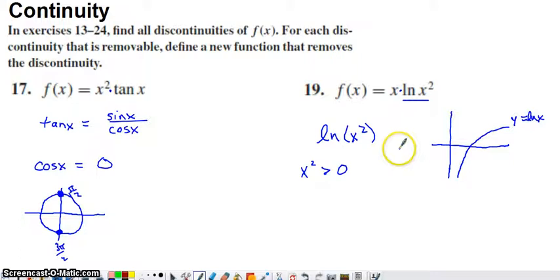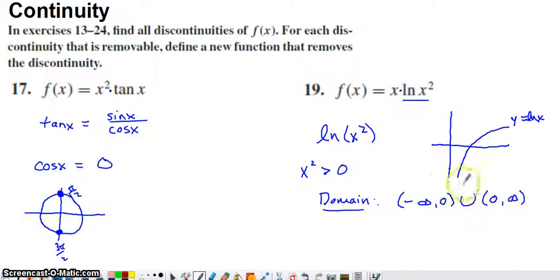Now the weird thing that happens here is that the negatives are allowable, and that's really only because of the exponent on the x. So the domain of this function is actually going to be from negative infinity to 0. We can't include 0. We can include all these negatives because we're squaring them inside the natural log and they become positives. And then from 0 onward to infinity. The only place where this product is going to be undefined is going to be at the x value of 0. So our function is going to be discontinuous at x equals 0.